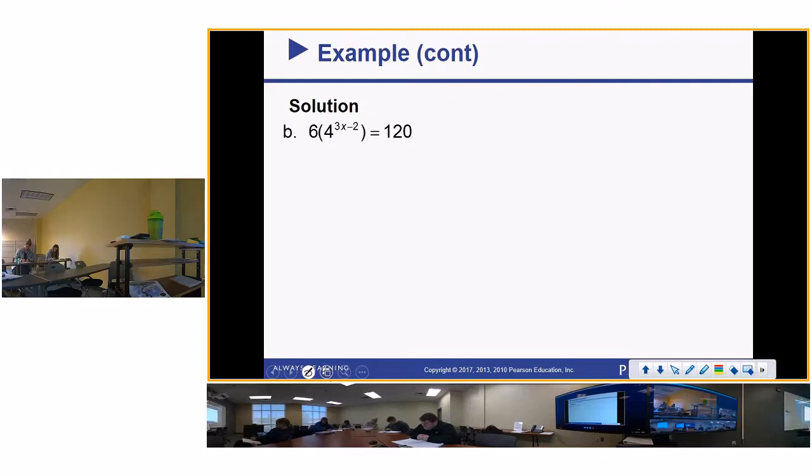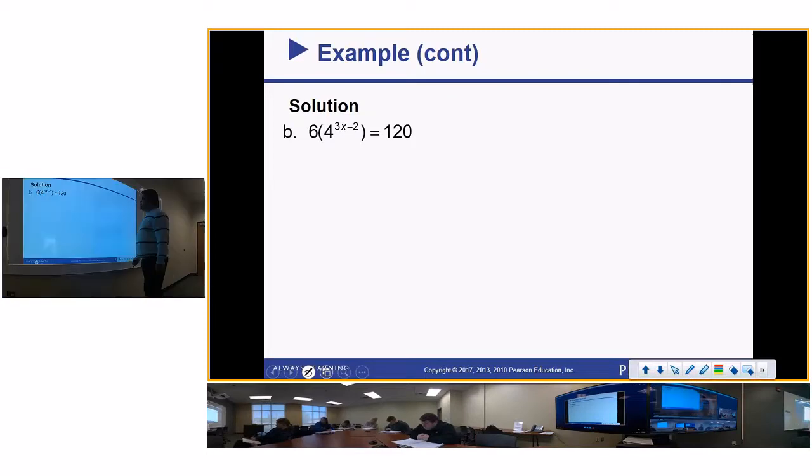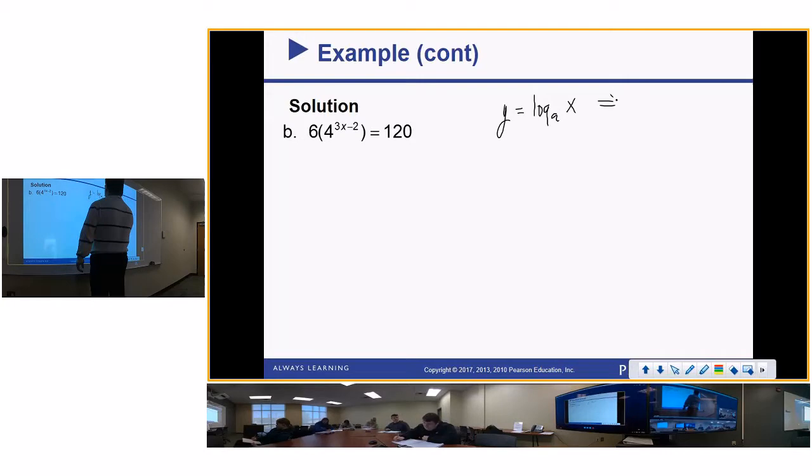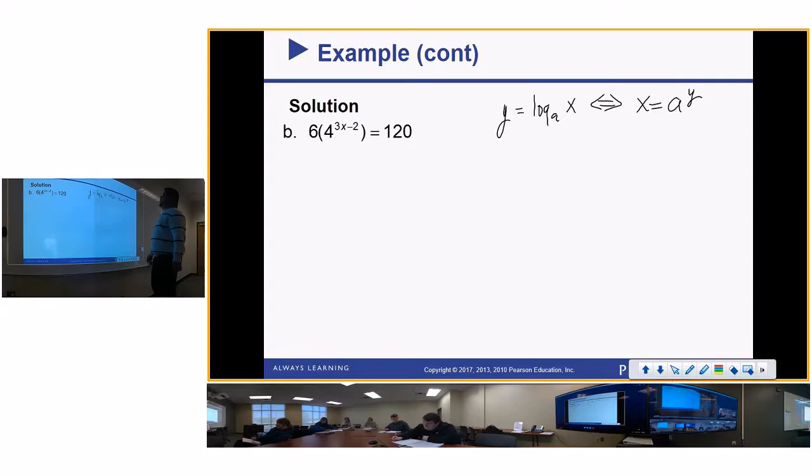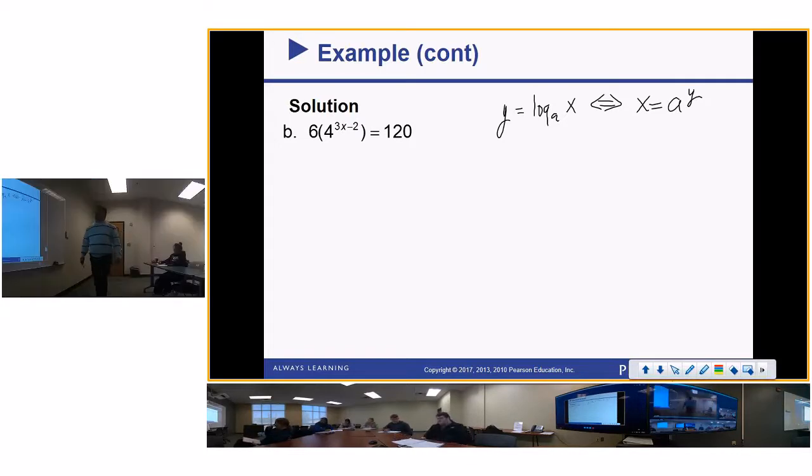Now, if you get confused, always do this. Y is equal to log base A of what? X. And then yields X is equal to A to the what? Y. Always write it out. And then you can put whatever you got. Well, this one doesn't fit.